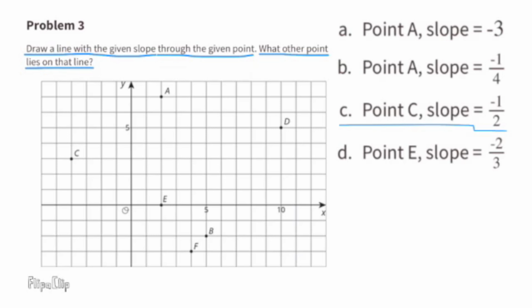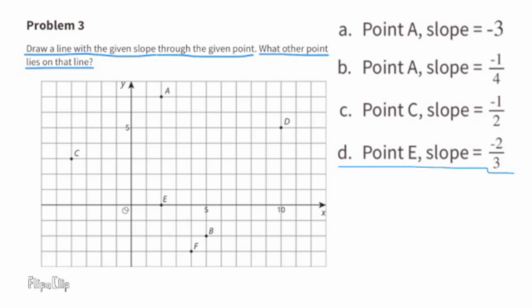C. Point C. Slope equals negative 1 over 2, or negative 1/2. First I need to find point C, then I need to go down 1 unit and to the right 2 units. Down 1 unit, to the right 2 units. I can continue that until I find the other point that's on the line. Here I can see that point E is also on the line, and here's a look at the line with a slope of -1/2.